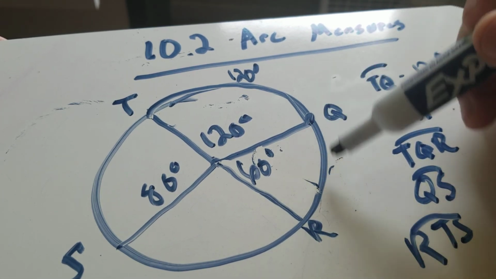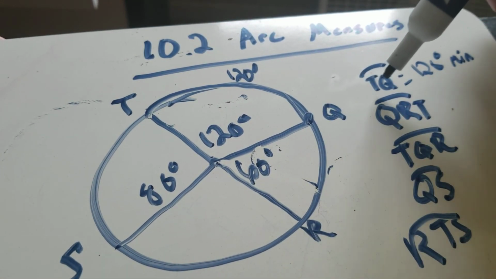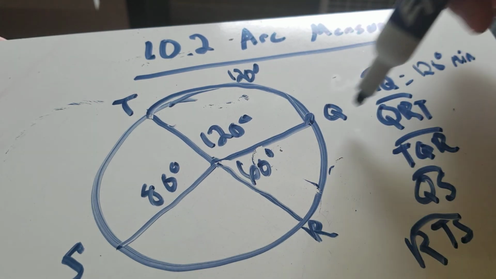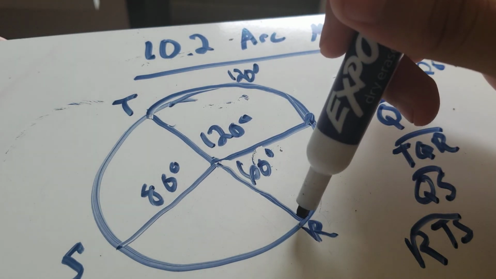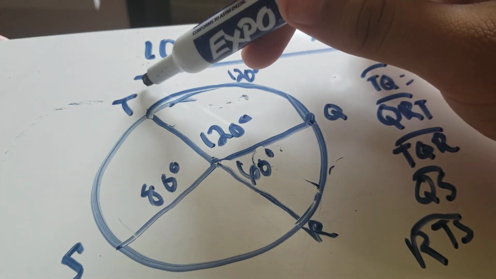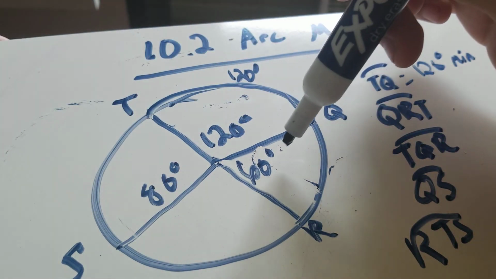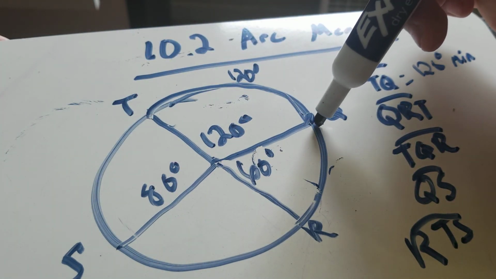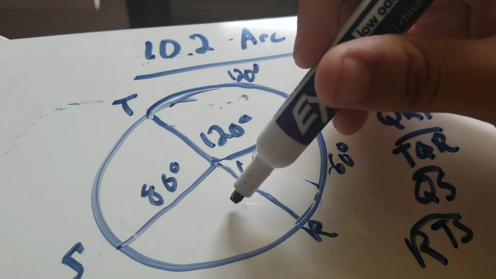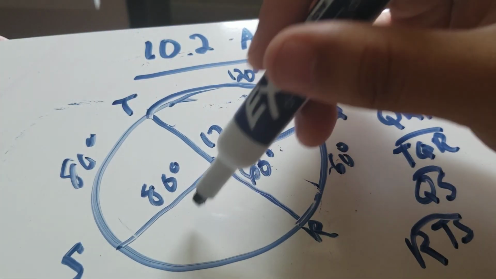Now QRT. The difference between TQ, or I guess I could have said QT, and QRT is that if I say it like this, you know I have to pass by R to get to T, so I have to go all the way around this way. Now, if I have to go all the way around this way, I need to add all the pieces. So I need QR, which I know is 60. I need this one, and I need this one, which I know is 80. So how do I find this one?